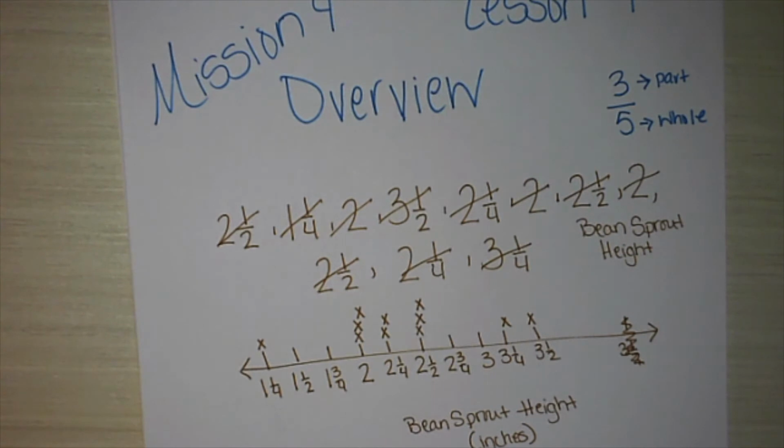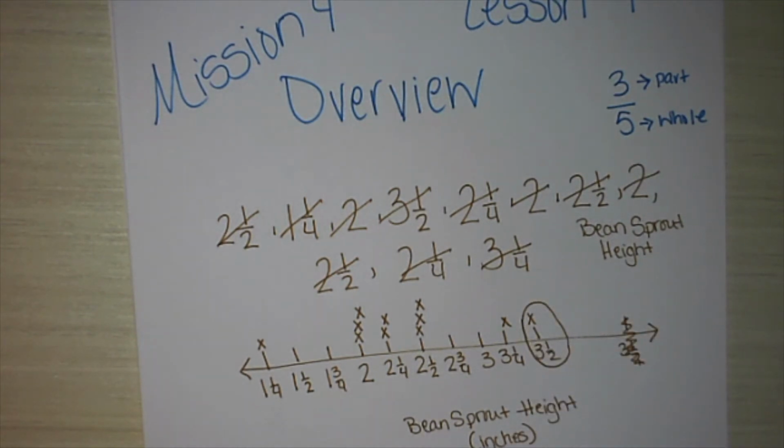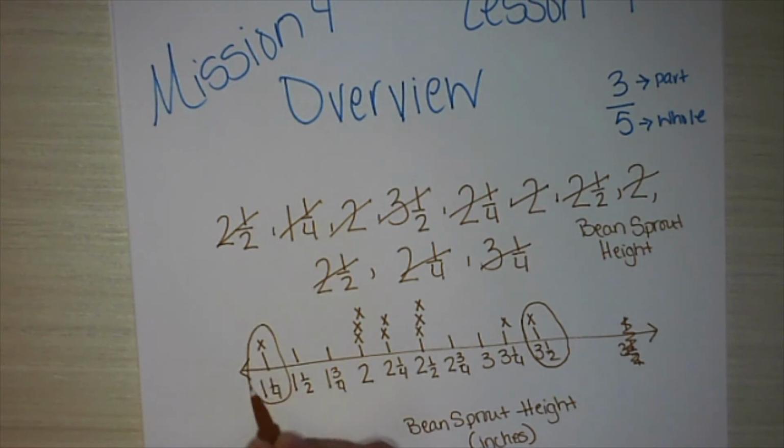It kind of looks like a bar graph, but with dots. All right, so now I can ask some questions and answer them using my line plot. Like, which bean sprout is the tallest? Well, the tallest is right here. So that would be 3 1/2 inches tall. Which is the shortest? Well, here's the smallest piece of data. So that would be the shortest, 1 1/4.